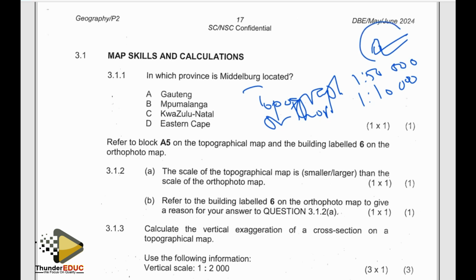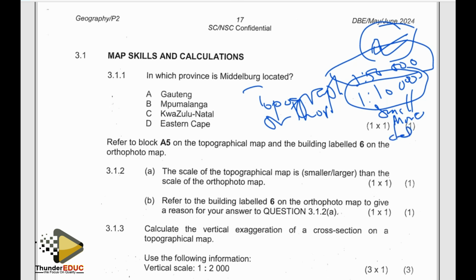That is a small scale map. For a topographic map, it covers a very wide area, but it does not give much detail of the features. But this one here is a large scale map, it covers a small area, and it gives more details. If you check the orthophoto map, you can actually see the details there, but on the topographic map there are fewer details. Right, that's the difference there.